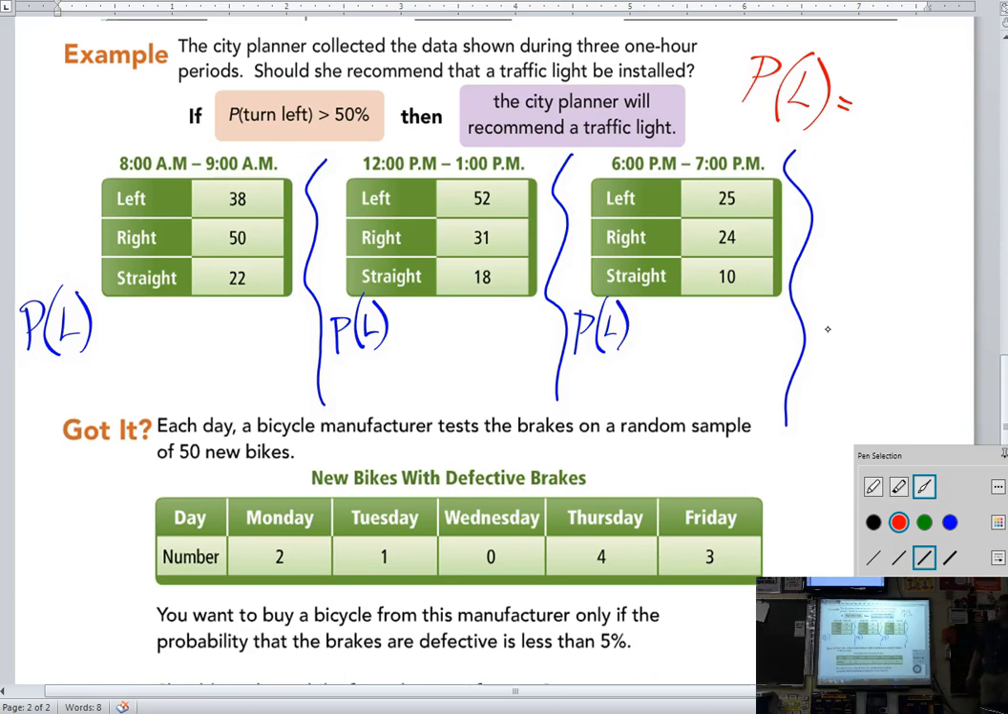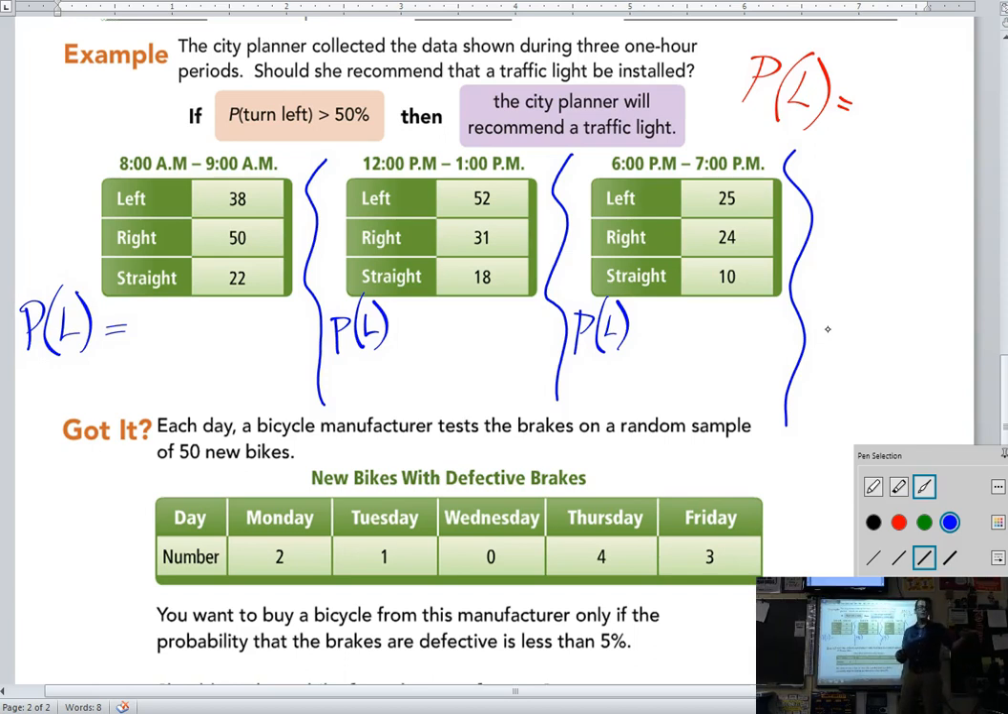So Noah, if I look at the morning rush, this city planner conveniently collected very nice data. How many cars total were there in the morning section? 100, right? So this city planner got really lucky. In that hour, there were 100 cars. So what's our probability of turning left? I got 110. Oh, is it 110? I forgot to carry my one. Sorry, it's 110. Still nice to work with, though.